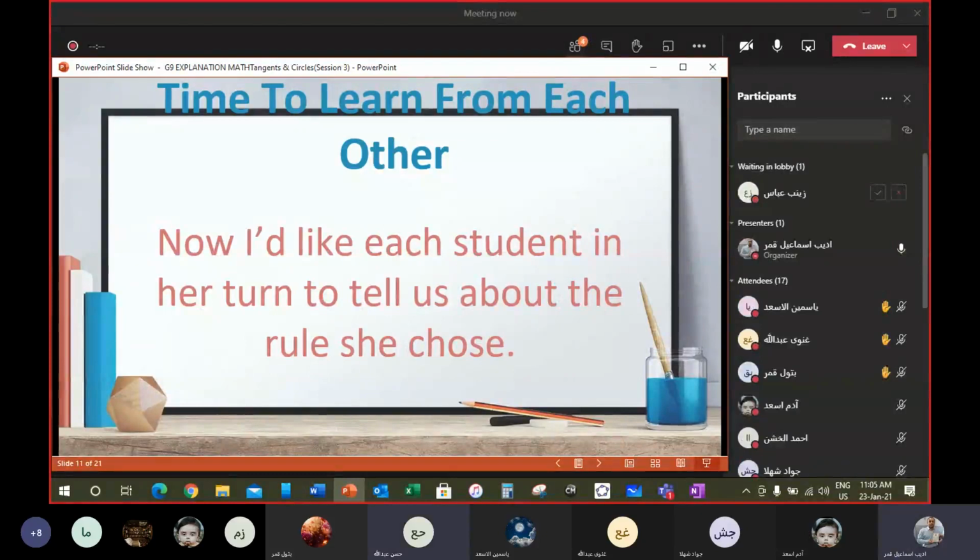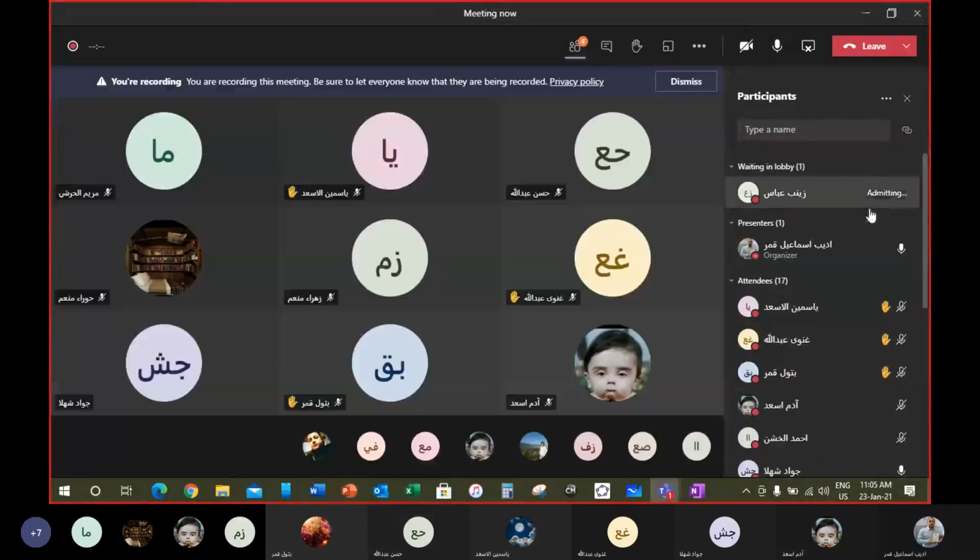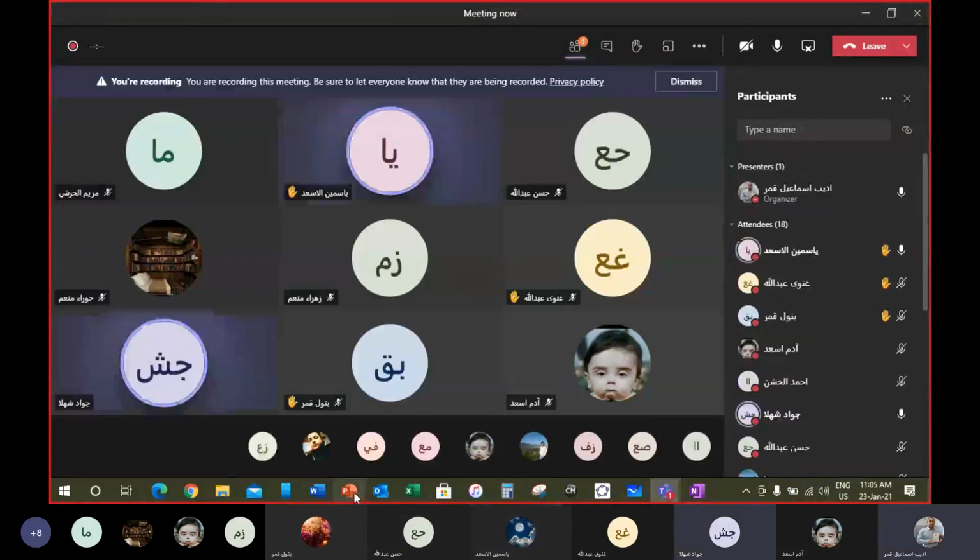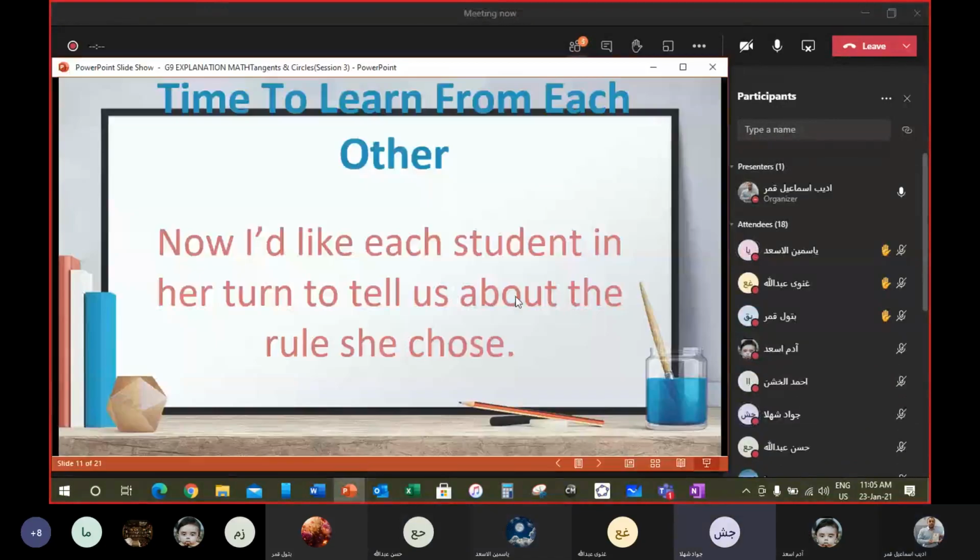Jawad. The distance between a point and a line is the perpendicular drawn from the point to the line. We said this already. Who is next? Yasmine. A secant cuts the circle in two points. Very good.